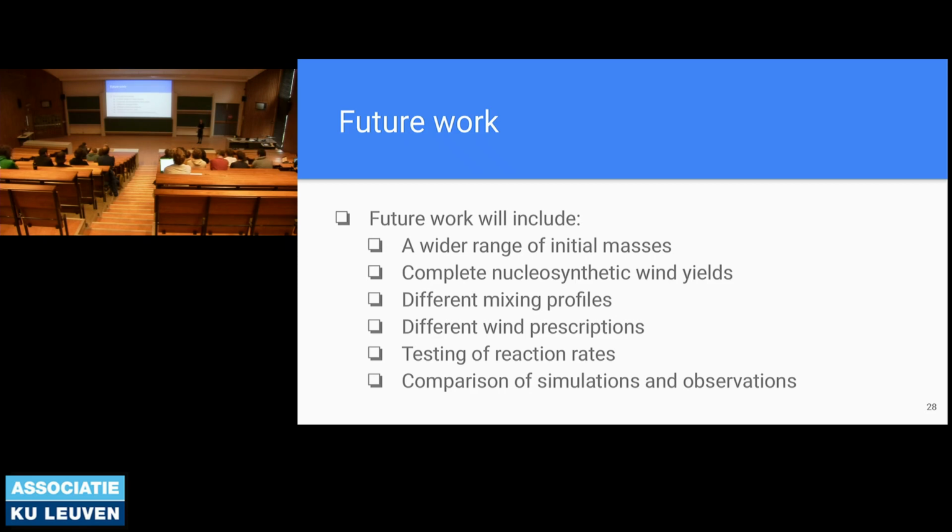We can test different reaction rates by using different input, and most importantly, comparison of the simulations and any observational constraints to see if we are getting closer a little bit. If we're getting a little bit closer to reality with our one-dimensional models. So this is about the end. So I hope you learned something, and thanks for your attention.